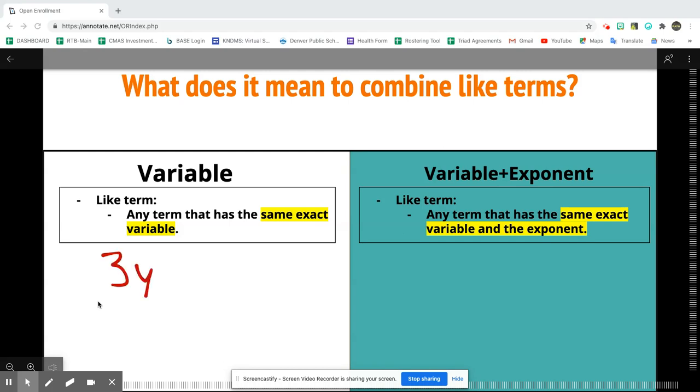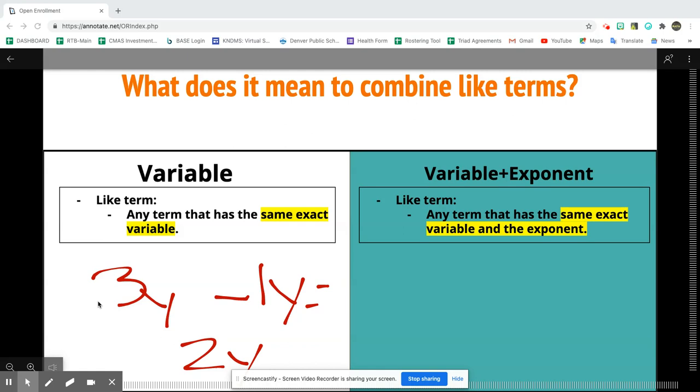3y minus n. I cannot do this math because they are not like terms. I cannot combine them. This is a y and this is n. They are not like terms, cannot be done. But I can do 3y minus y. Remember, anytime you see just a variable by itself, it technically means just one y. So 3 minus 1 equals 2y.